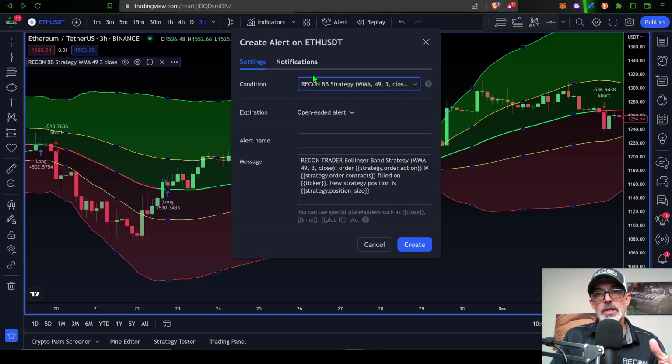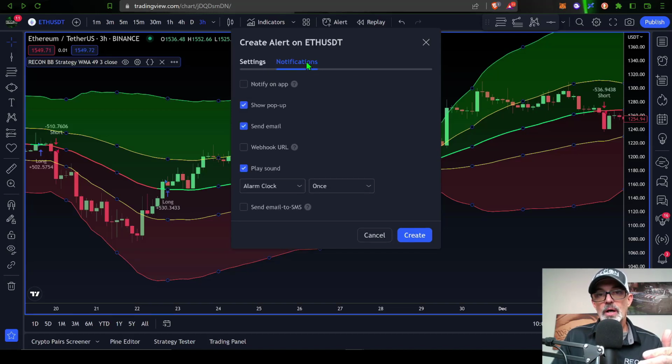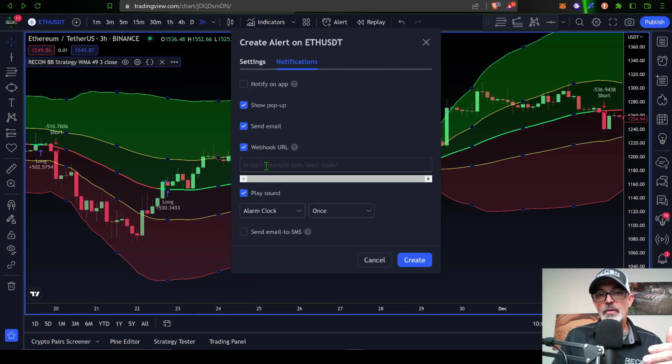However, I am looking at developing an alert over here on TradingView that would send the alert to, under notifications, a webhook URL that would actually send that order directly to, say, Bybit, where I could actually trade perpetual futures and be going long and short.